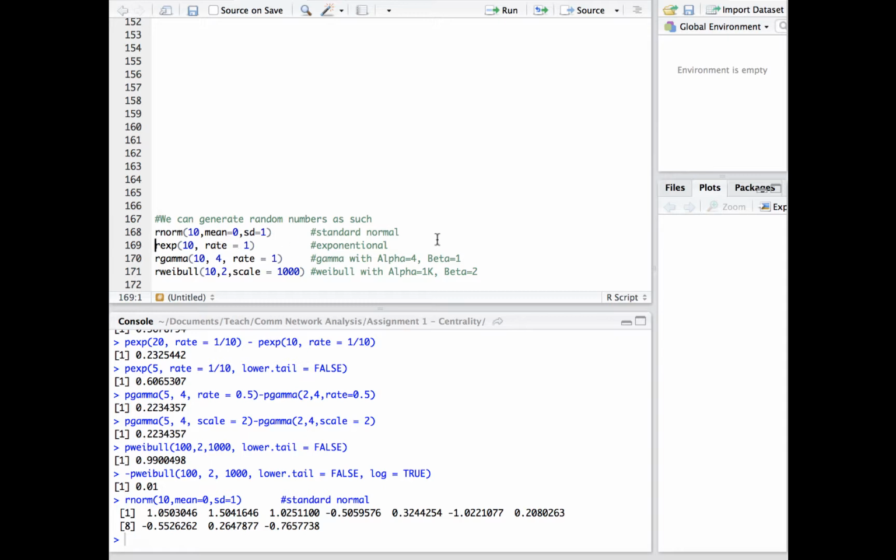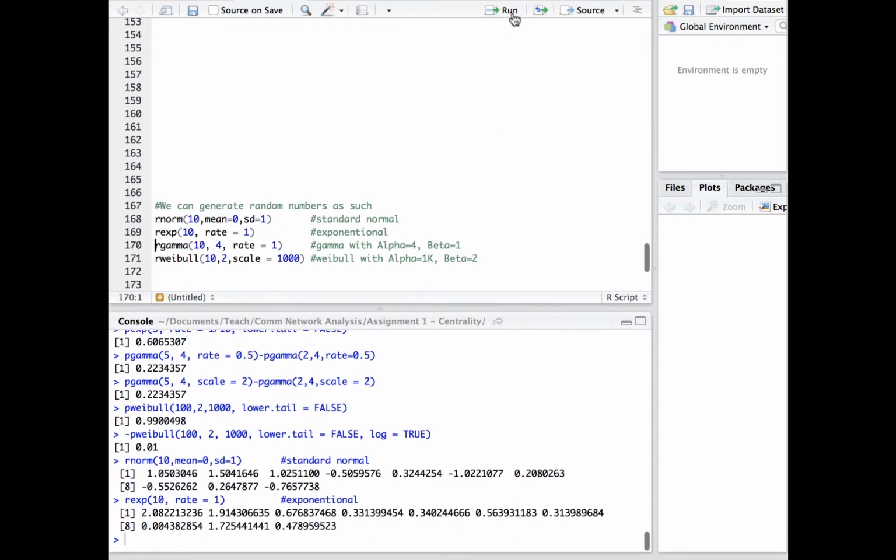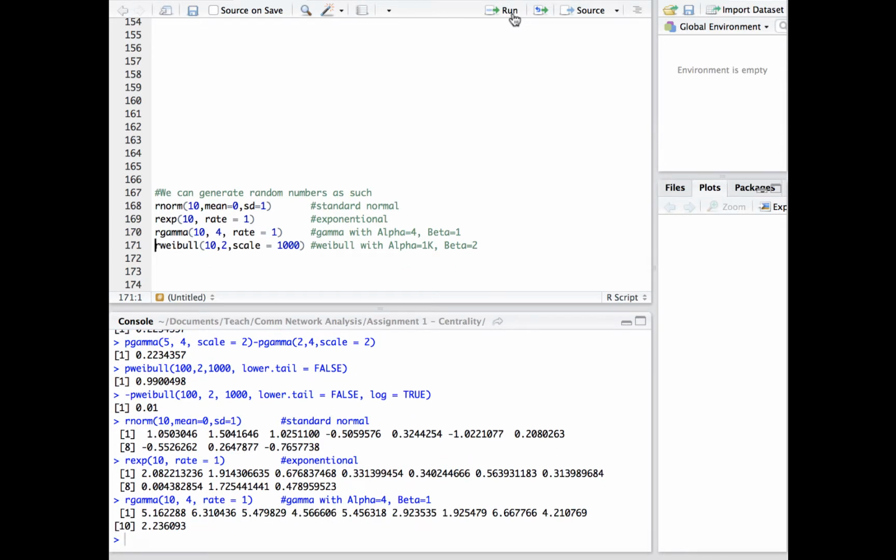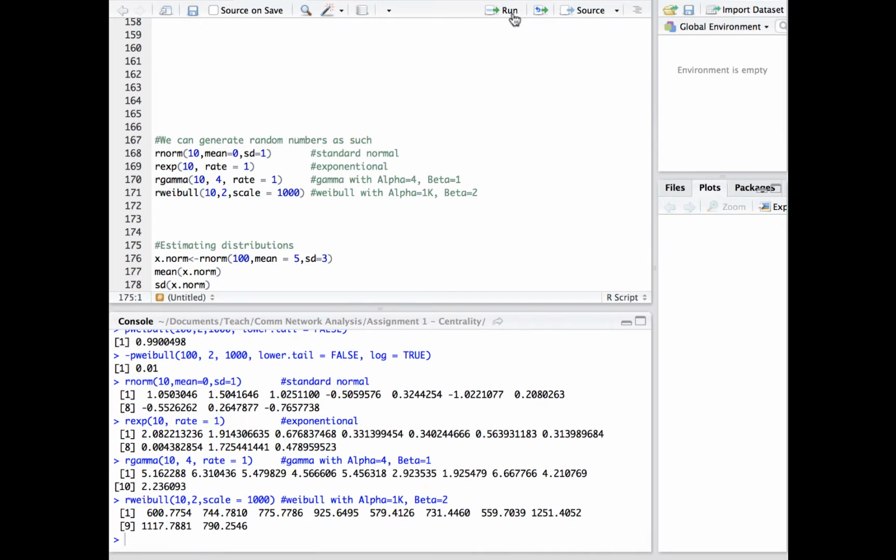We can do the same thing for exponential, right? And so you can generate 10 random exponential, or gamma, or of course Weibull variables. So you can see that. We can also generate more numbers and then estimate those distributions. So if you look here, xnorm is a variable, and I can generate 100 random normal variables with a mean of 5 and a standard deviation of 3.